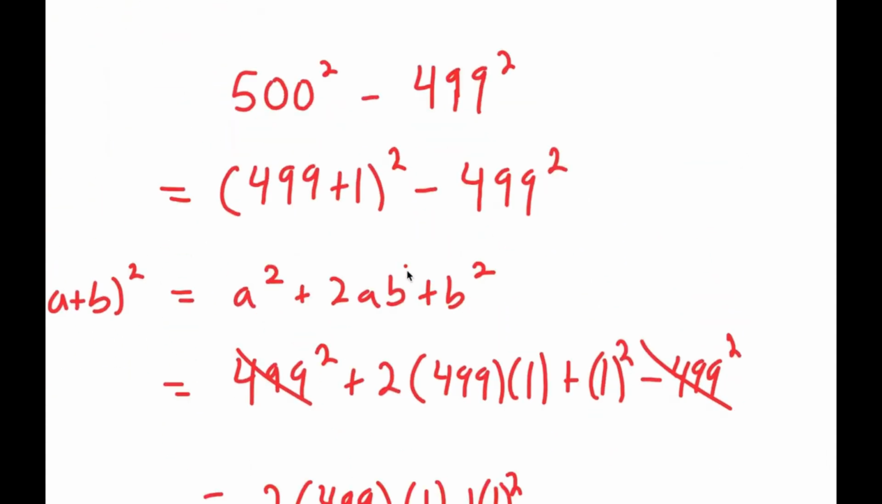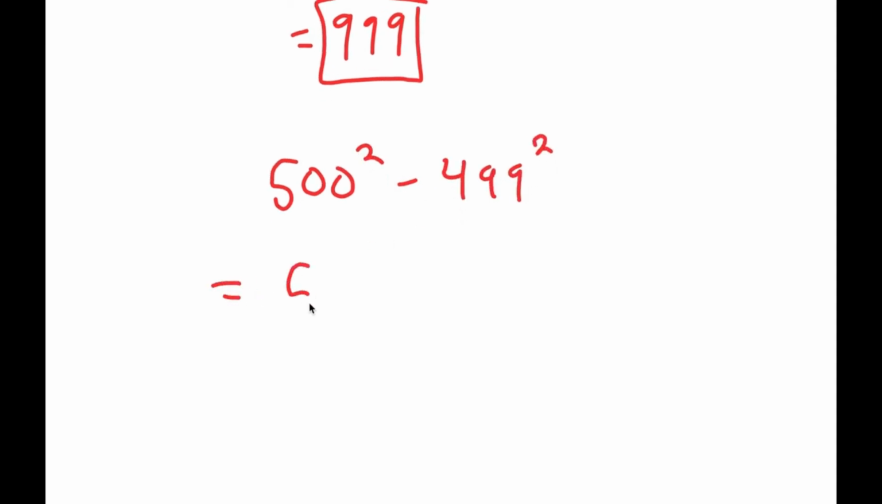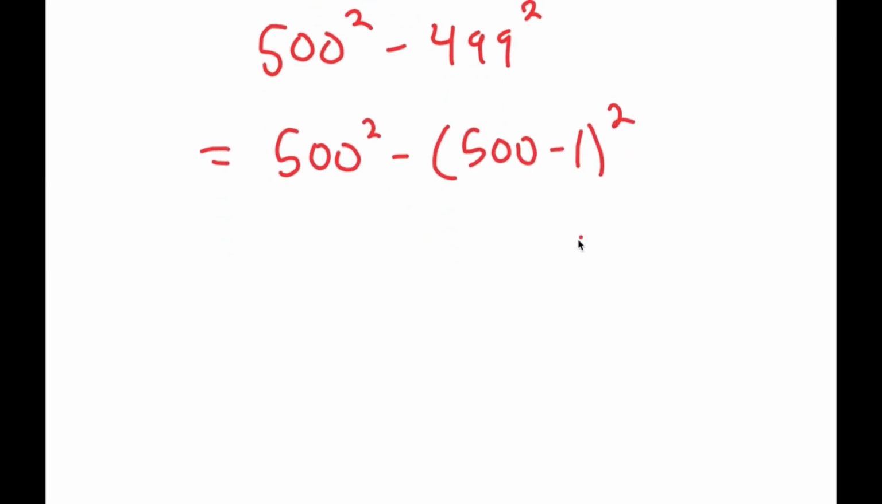Now I actually have another method of solving this. So I have 500 squared minus 499 squared, and this time I'm going to rewrite this as 500 squared minus 500 minus 1 squared.